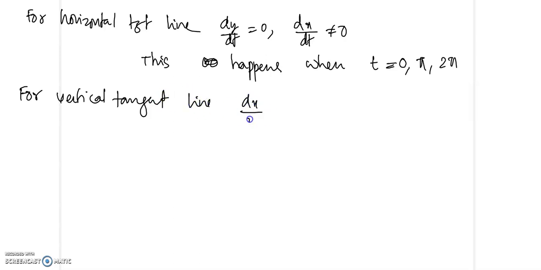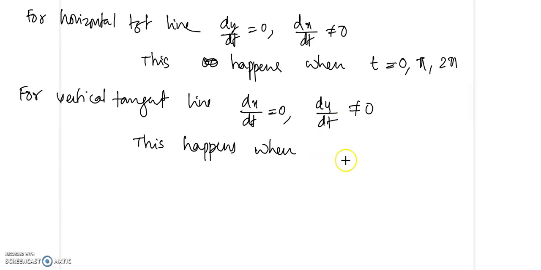So we must have dx by dt equal to 0 and dy by dt must be not equal to 0. So this happens when, so there will be no common points, so that will be occurring at the points pi by 2 and 3 pi by 2. So these are the points where we will have a horizontal tangent line and a vertical tangent line.